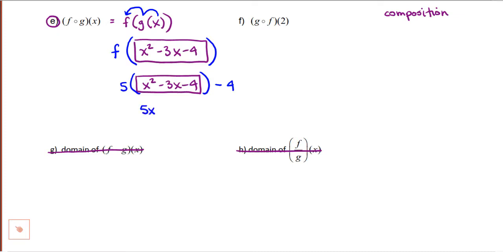5x squared. Good. Minus 15x minus 20. Good. And then once I do that, I subtract 4, and I get 5x squared minus 20. Before that, but you're right. 15x minus 24.